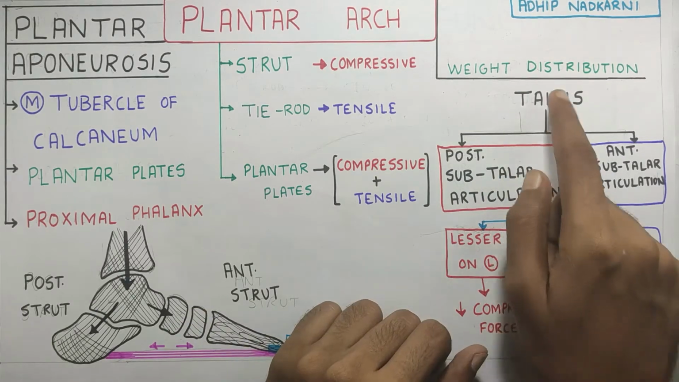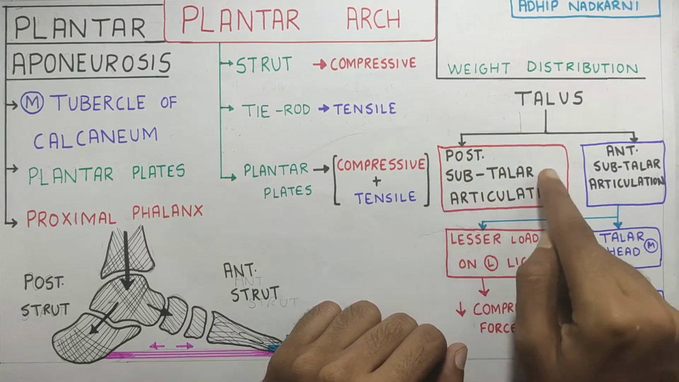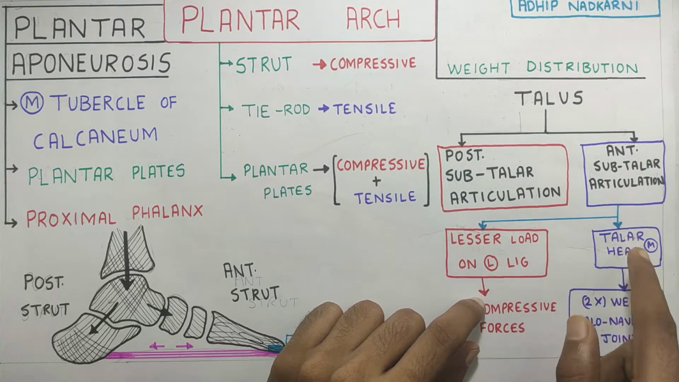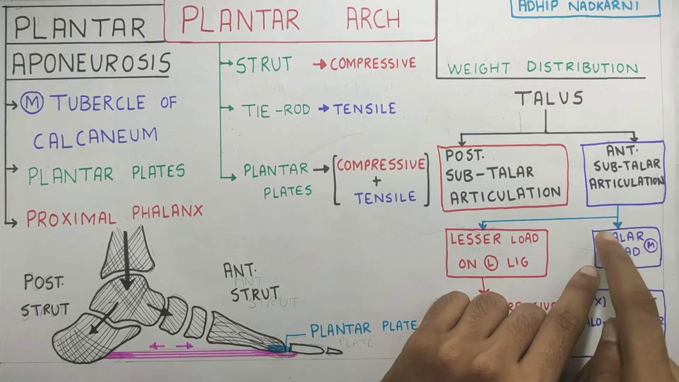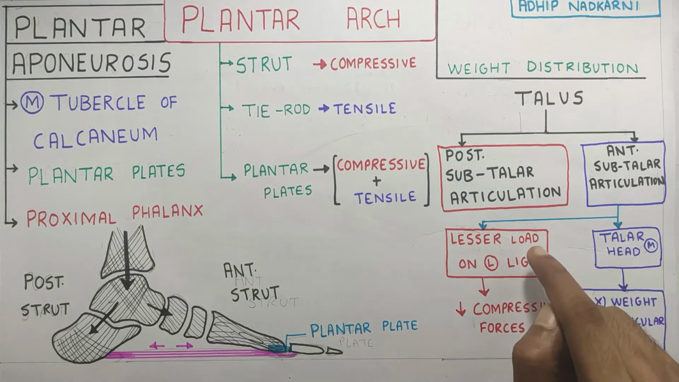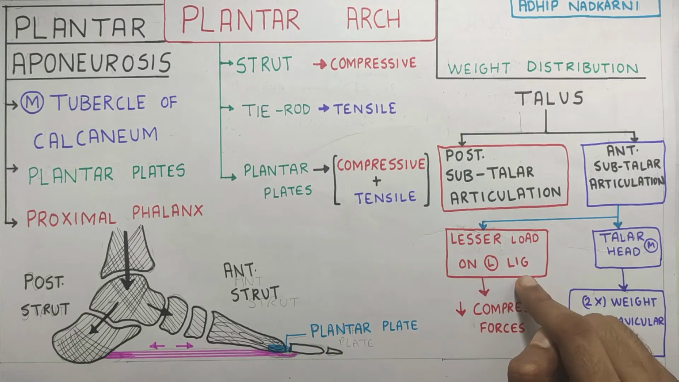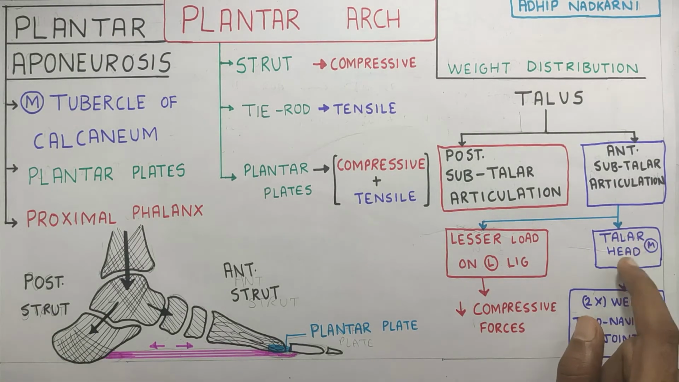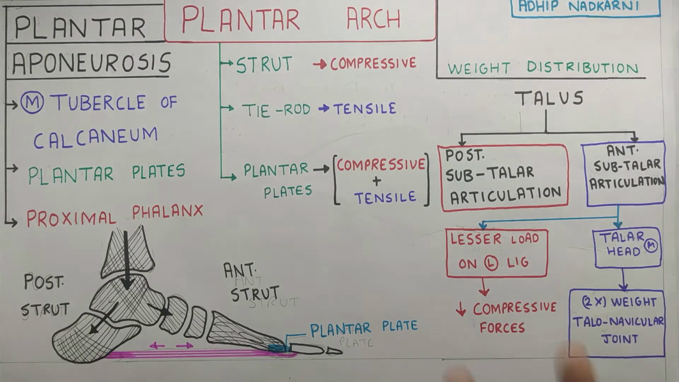So if you see here, the talus will distribute the weight posteriorly and anteriorly. Now anteriorly, the medial part will take more weight. The talar head will take more weight compared to the lateral side. Lesser load will be there on the lateral side, due to which there will be lesser compressive force compared to the medial talar head, which will take 2 times the weight at the talonavicular joint.